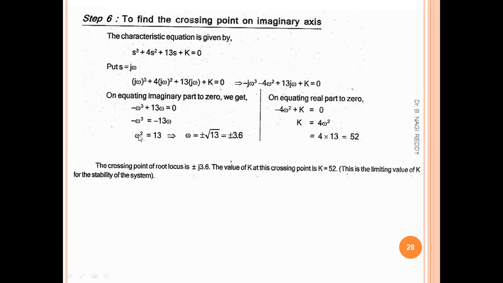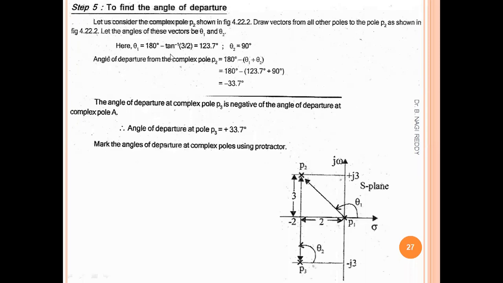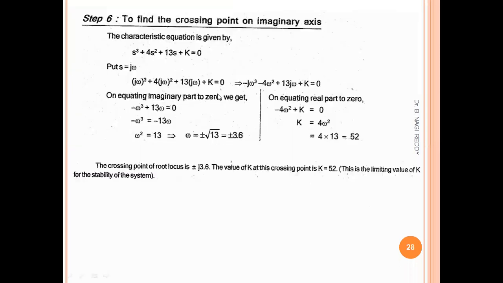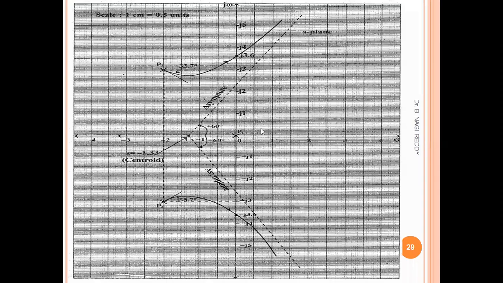Then what about omega? This omega represents the crossing point on the y-axis. If we plot the root locus, then the point on the y-axis where it has to be crossed will be given by this omega. And now step 5 will be plotted on the graph sheet using this crossing point. Let's see how it will be.